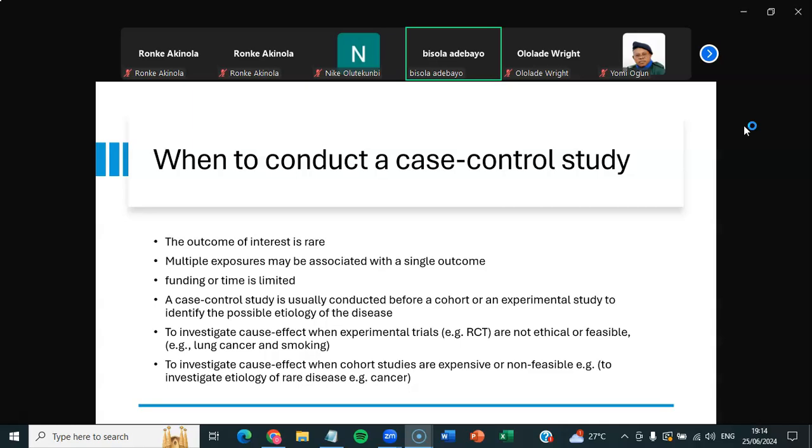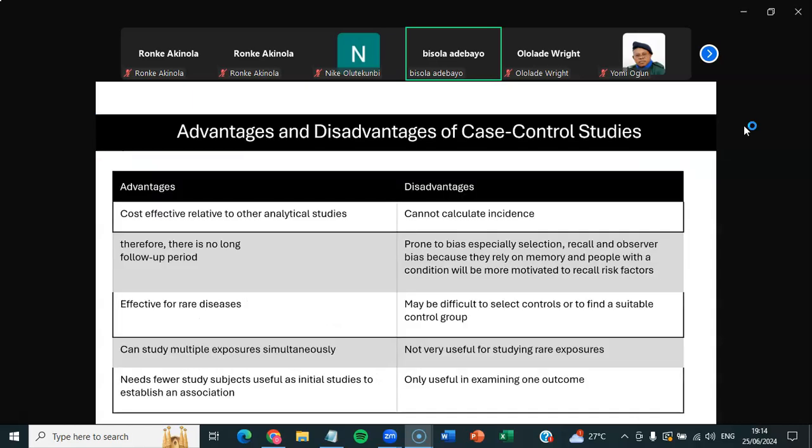And then it's useful when time is limited, like experimental or cohort studies where you're forging ahead. Those ones can take a bit of time. And then funding as well, because many times you're working retrospectively, so a lot of your data is there. And usually a case control study can be a good study to conduct before you do a cohort study or an experimental study. It's also important when experimental trials are not ethical or feasible. And then it can also be used when you cannot do a cohort study.